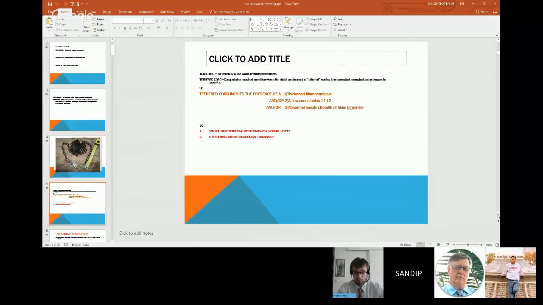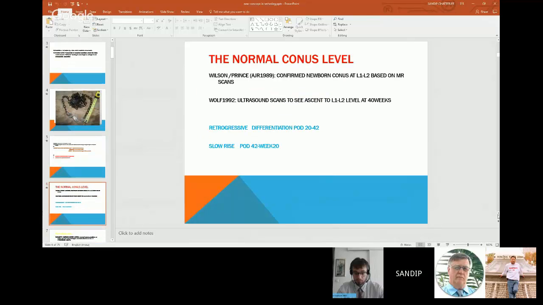But before we go into what is an abnormally low conus, we have to know what is the level of the conus. Can you have tethering with the conus at a normal level? And is tethering a radiological diagnosis or a clinical one? Just to understand where the normal conus is, there has been a huge amount of controversy as to where the normal conus is. In fact, it was only in 1989 that it was first confirmed that the newborn conus is at the level of L1, L2, based on MRI scans.